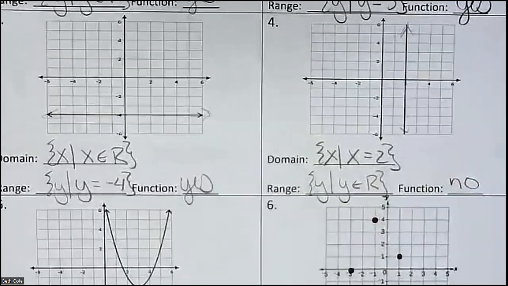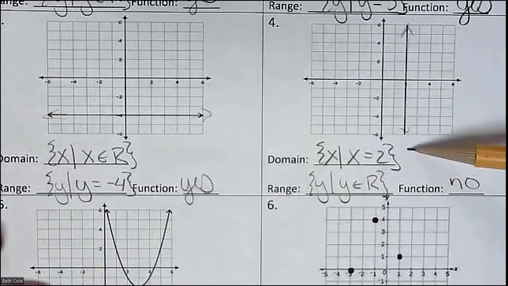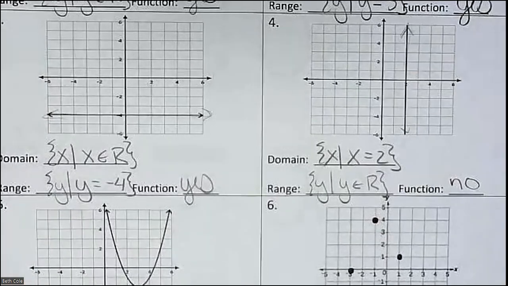Good. Why is this one a no? Yes. Right. Like if you draw a vertical line, it is a vertical line. A vertical line would hit that line everywhere. Okay.